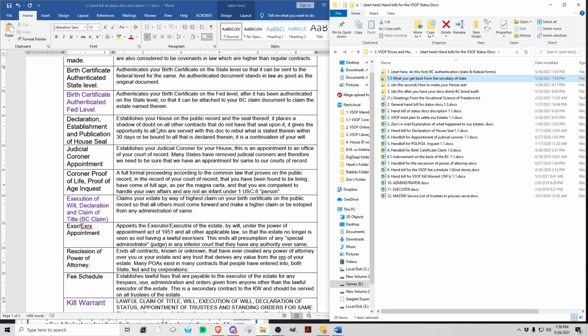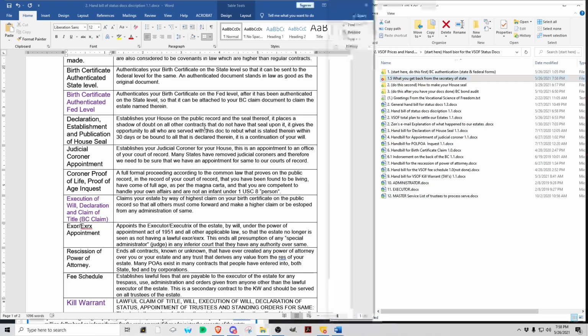Then you do your declaration, establishment, and publication of house seal. This is what we kindly referred to as the seal notice. So go look at the handbill for the declaration of house seal, which is this one. You can feel free to read it. So what does it do? It establishes your house on the public record and the seal thereof. It places a shadow of doubt on all other contracts that do not have that seal upon it. It gives the opportunity to all who are served with this doc to rebut what is stated therein within 30 days or to be bound to all that is declared therein. And it is also, as well as all the rest of the documents, a continuation of your will. So that's the getting your seal notice.